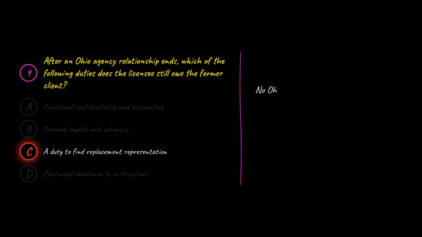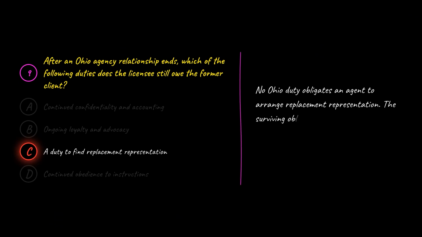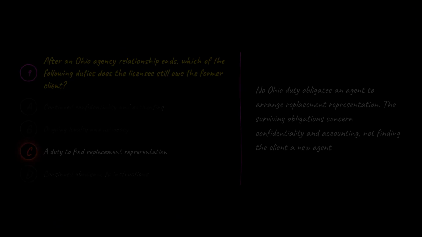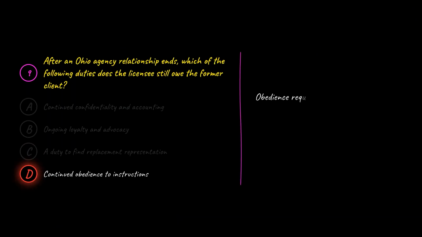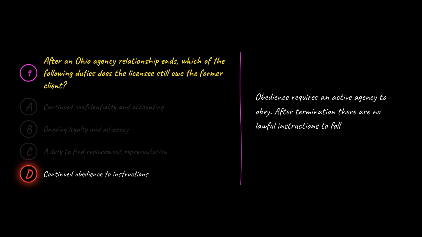C is wrong because no higher duty obligates an agent to arrange replacement representation. The surviving obligations concern confidentiality and accounting, not finding the client a new agent. D is wrong because obedience requires an active agency to obey. After termination, there are no lawful instructions to follow, so that duty does not carry forward.